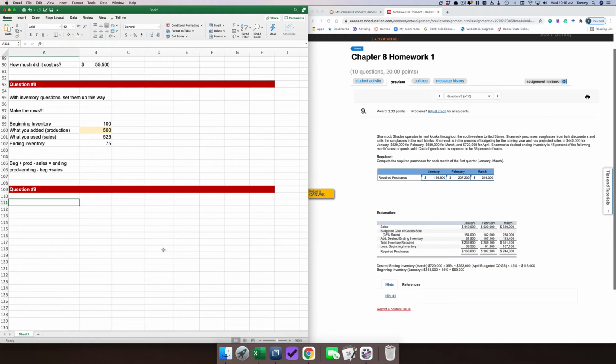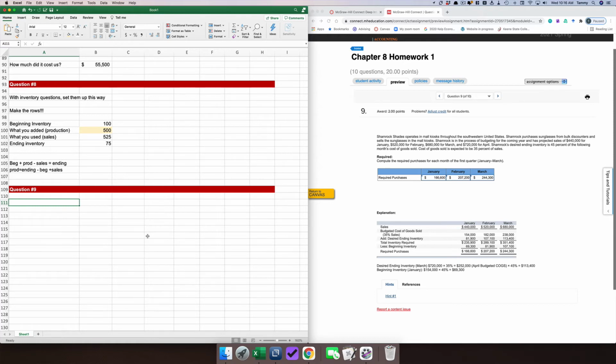Number 9, another inventory question. Here's our setup. I'm going to read it all the way through and then show you how to set it up. Shamrock Shades operates in mall kiosks throughout the southwestern United States. They purchase sunglasses from bulk discounters and sell the sunglasses in the mall kiosks. We are in the process of budgeting for the coming year and have projected sales of $440 for January, $520 for February, $680 for March, and $720 for April. We need to have 45% of the following month's cost of goods sold in our inventory. And cost of goods sold is 35% of sales.